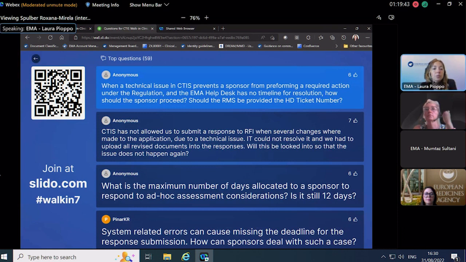So this is to just mention the work that is done internally to follow the tickets that we receive with the help desk. To keep the RMS informed, I think is a good idea to keep the dialogue between the member states and the sponsors, even outside CTIS when there are critical issues to be addressed. Great, thank you, Laura.